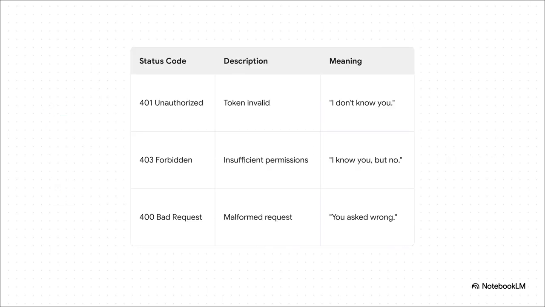Of course, things go wrong sometimes, and when they do, the server gives really clear feedback. A 401 error basically means, I don't know who you are, you need a key. A 403 forbidden is different. That's, okay, I know who you are, but you don't have permission for this. And a 400 bad request just means you're not even asking me in the right way.